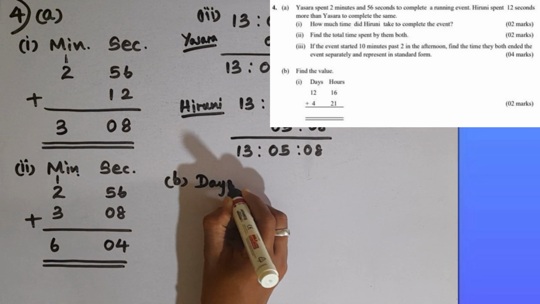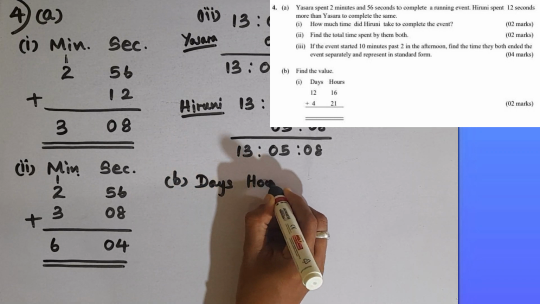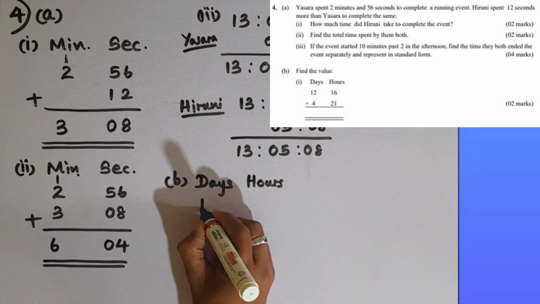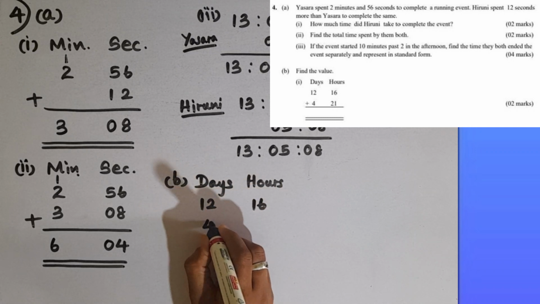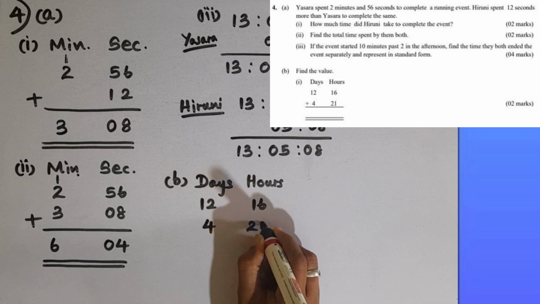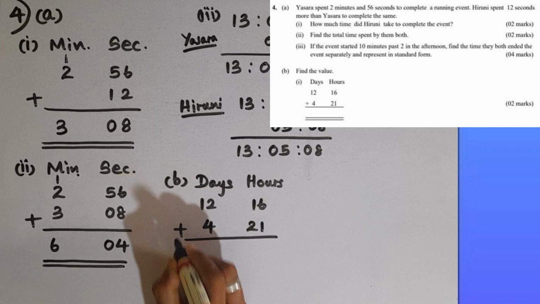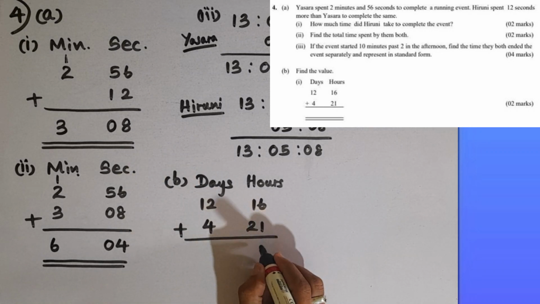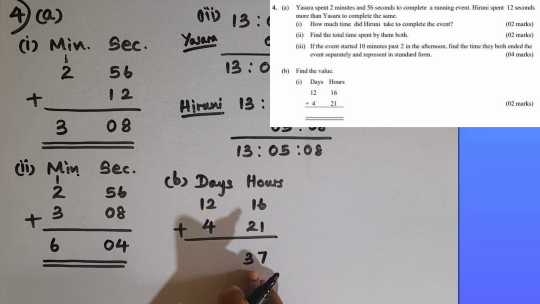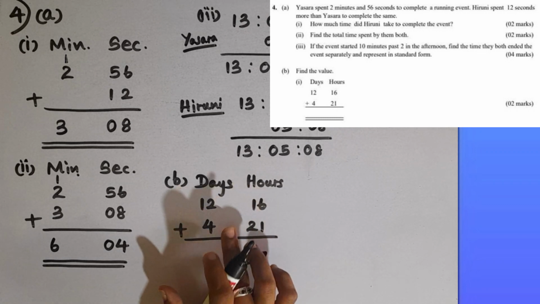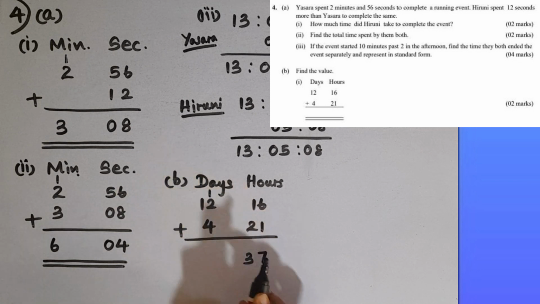Days, hours, 12 days, 16 hours. Then 4 days, 21 hours. Addition. 6 plus 1 is 7. Here 37. You can't keep 37 here. So you have to take 24 as 1 day into the days column.